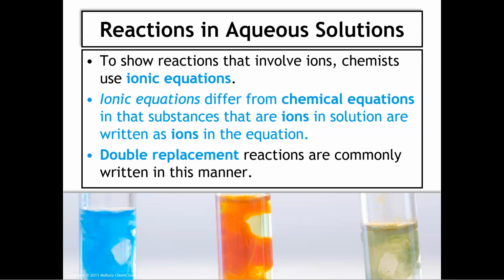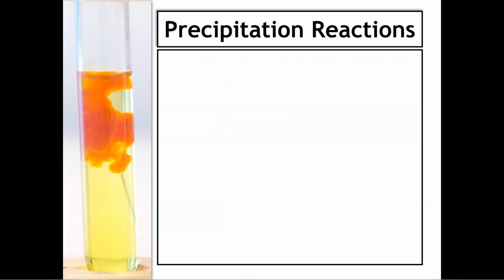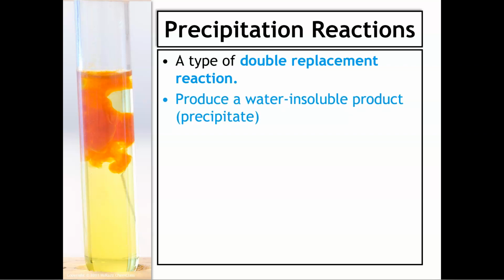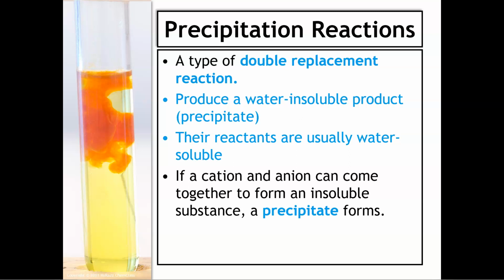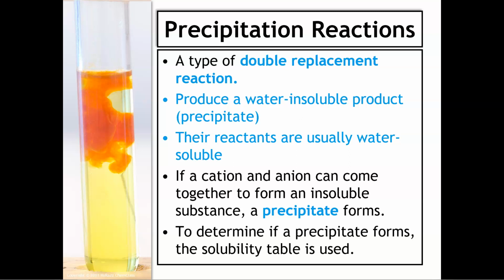Double replacement reactions are very commonly written in this manner. A precipitation reaction is a type of double replacement reaction. They produce a water-insoluble product, or a precipitate, and their reactants are usually water-soluble. If a cation and an anion are capable of coming together to form an insoluble substance, then a precipitate will form. Now, to determine if a precipitate will form, and this is why we practiced this earlier, we have to use the solubility table.